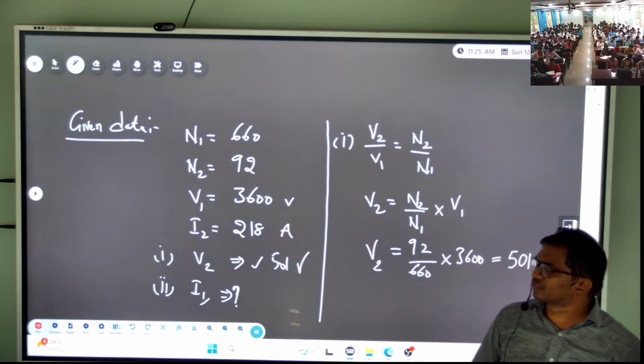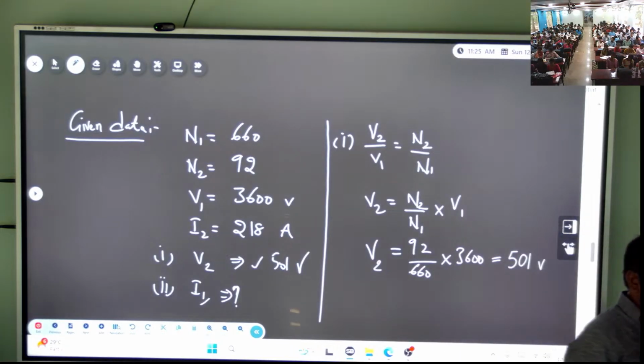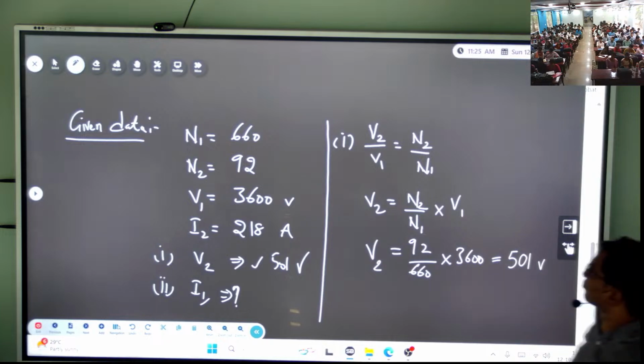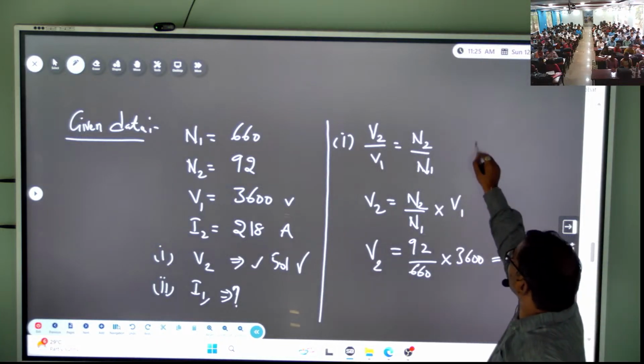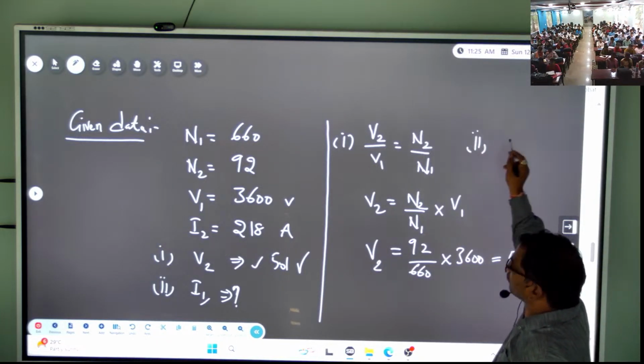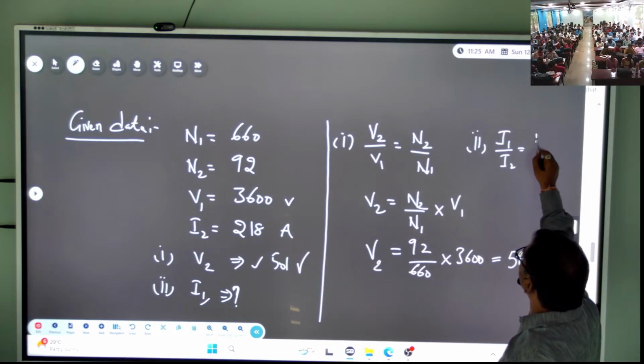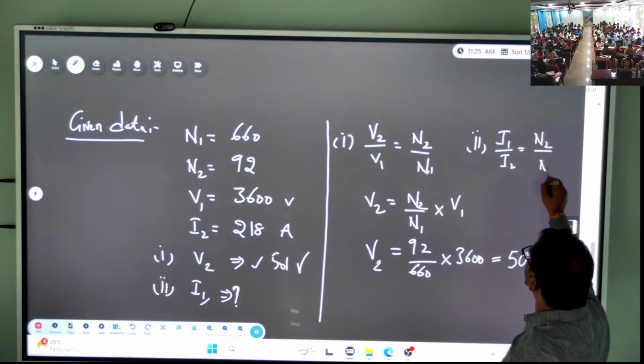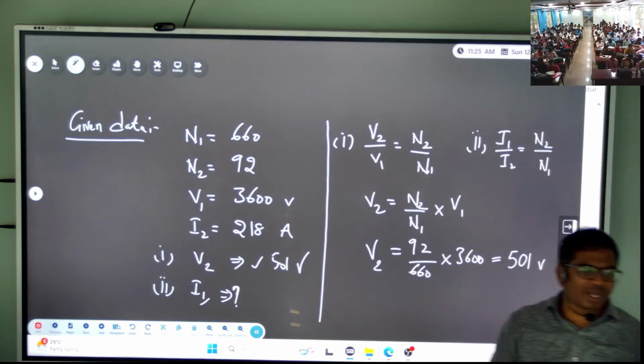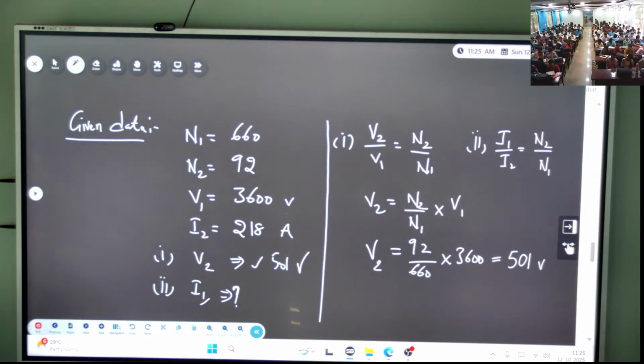I1 also you are able to find out by knowing the N1, N2. Yes? Second one, I1 you need to find out. I1 by I2 is equal to N2 by N1. Yes? I1 by I2 is equal to N2 by N1. Same formula. Okay.